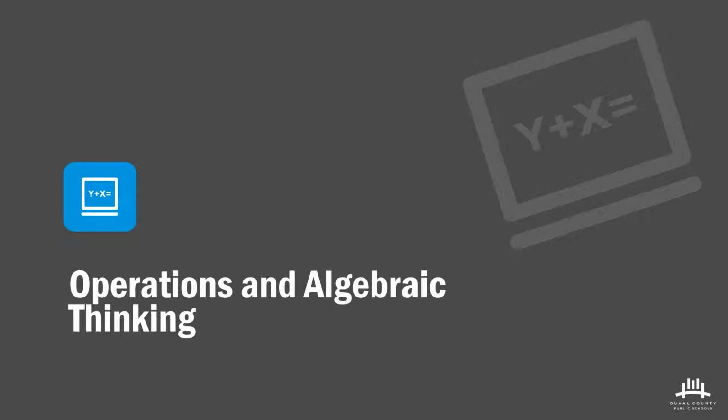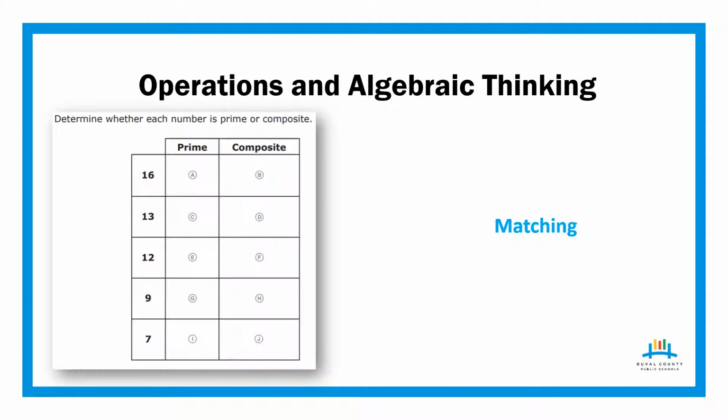Let's take a look at some practice problems in the operations and algebraic thinking domain. This matching item presents the problem and response items in rows and columns. To respond to the question, one option must be selected from each row. Let's take a look at the problem. Determine whether each number is prime or composite. I know prime numbers have two factors, one and itself, and composite numbers have more than two factors.